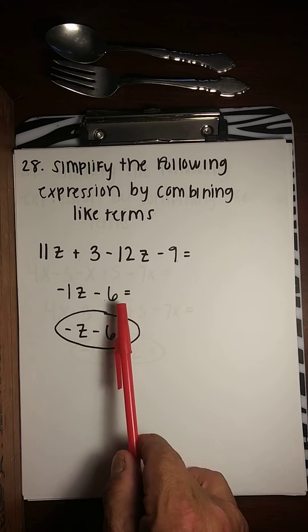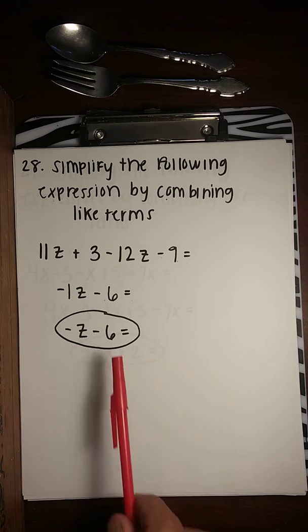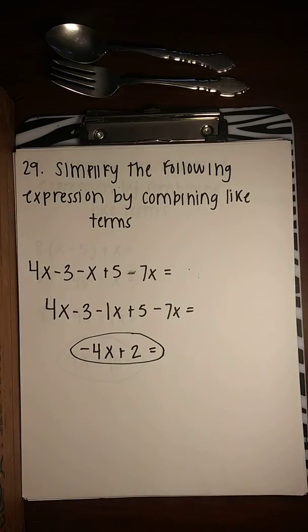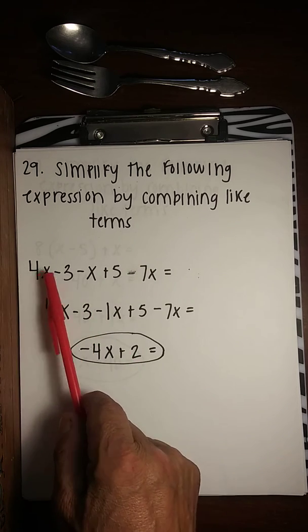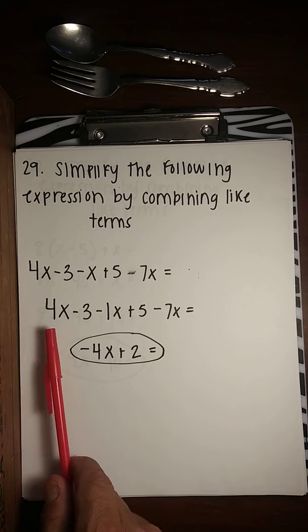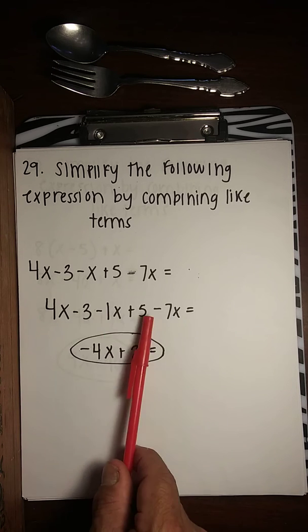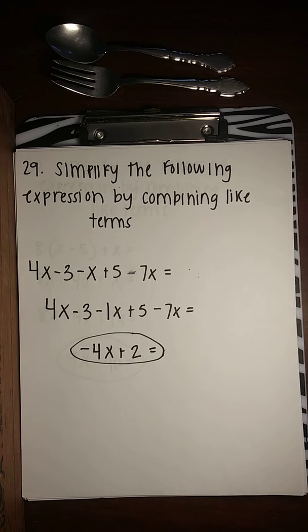11z minus 12z is -1z, which is just -z. -9 and 3 is -6. Bring it down. -z minus 6. Simplify the following. 4x minus 1x is 3x. Minus 7 is minus 4. 5 minus 3 is 2.